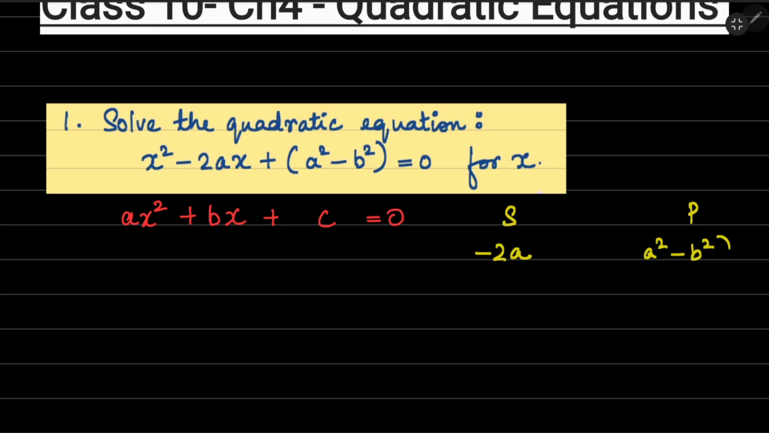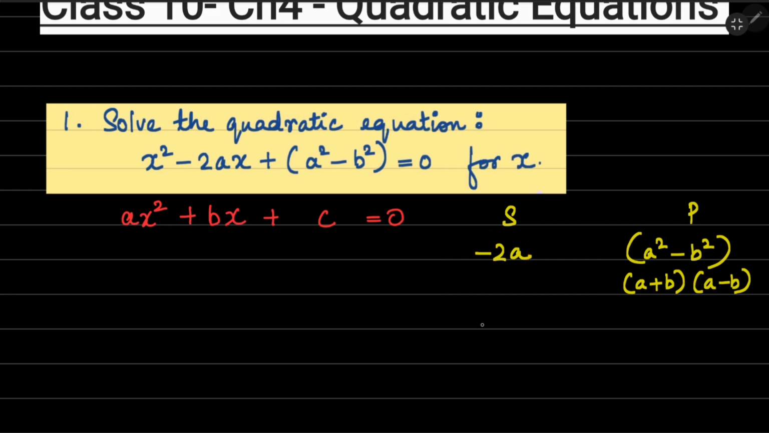What is the a square minus b square formula? It is nothing but a plus b multiplied by a minus b. Now you have to find two values whose sum is minus 2a and whose product is this. We have just factorized a square minus b square using the identity, but the sum has to be minus 2a. When will the sum be negative and the product positive? When both terms are negative. Adding two negative terms gives a negative sum, and multiplying two negative terms gives a positive product.